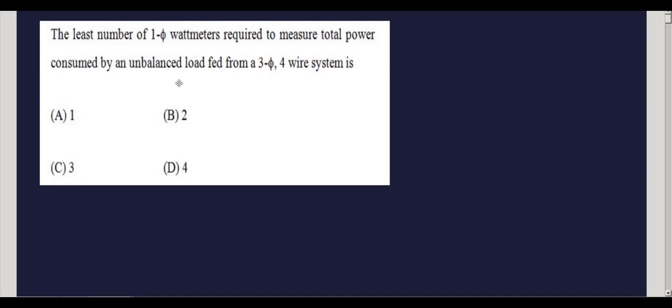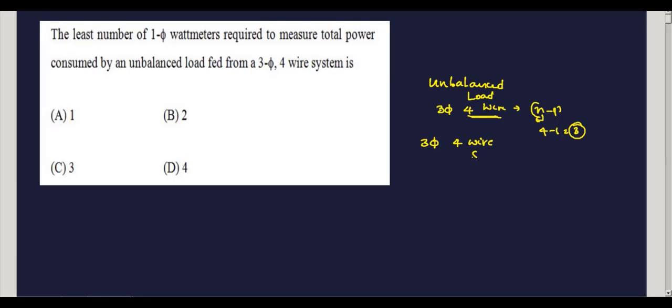The least number of single phase wattmeters required to measure total power of an unbalanced load. So, let's note these points. For an unbalanced load of three phase four wire system, you require n minus 1 wattmeters. So n is the number of wires, four. So 4 minus 1, 3 wattmeters. Okay, so three phase four wire system, let's note this, three phase four wire system unbalanced, you have 3 wattmeters required. So, for balanced 3-phase 4-wire system, only a single wattmeter is required.